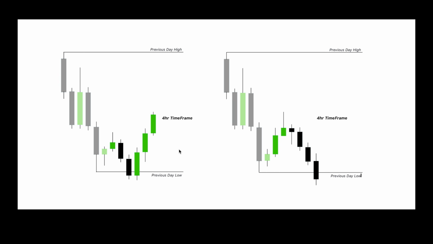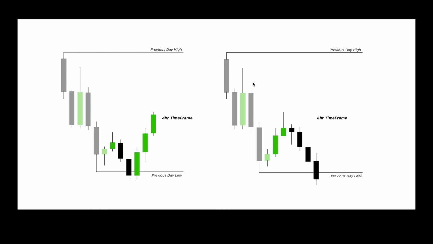And as you would probably expect, the same concepts apply here as well. So we've got the daily, the previous day's high and the previous day's low, which forms this range here. We get a reversal from the previous day's low, and then we get a reversal back into the range that was formed from the previous day's high and the previous day's low.